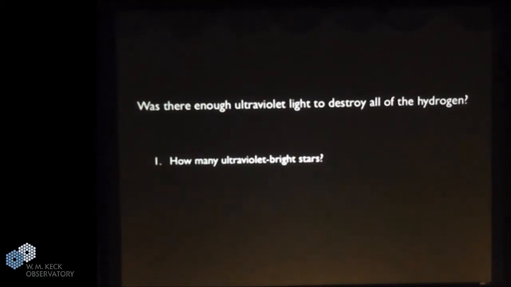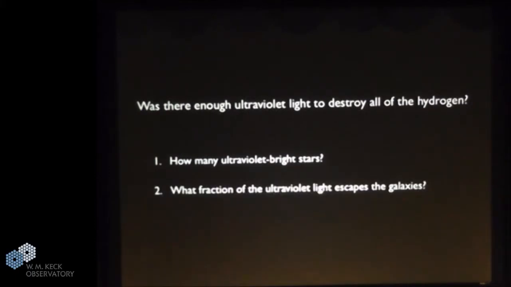One, how many ultraviolet bright stars were there in the universe? If we know that, we know how much light there was. We know if there's enough to destroy all the atoms in the universe. And the second one is important, but not a lot of people consider it. What fraction of that ultraviolet light produced by these stars actually escapes the galaxies?